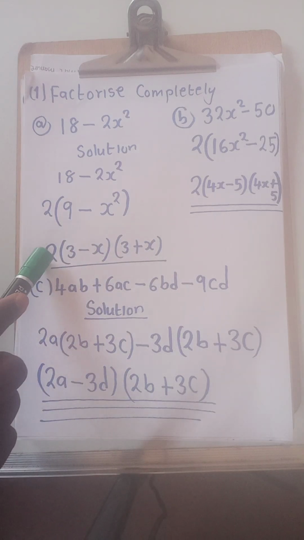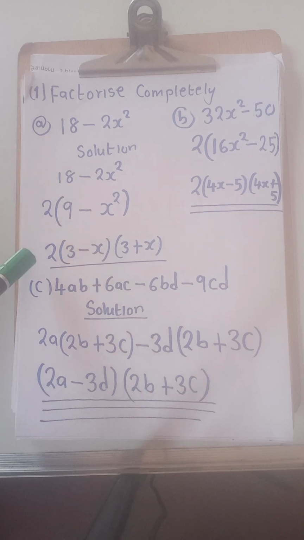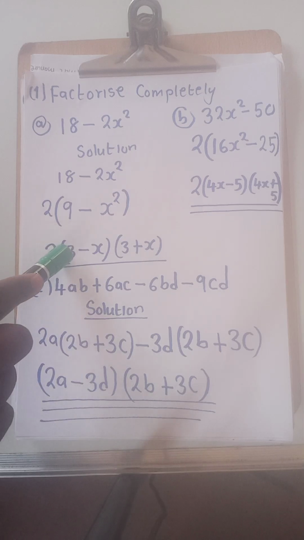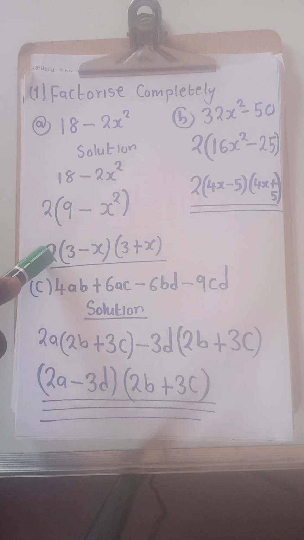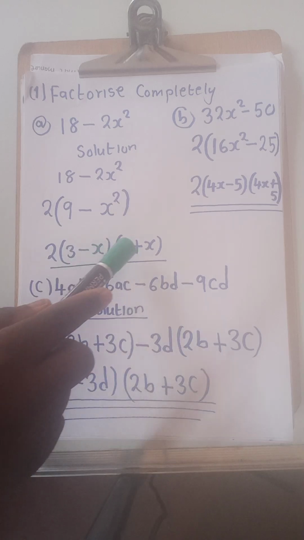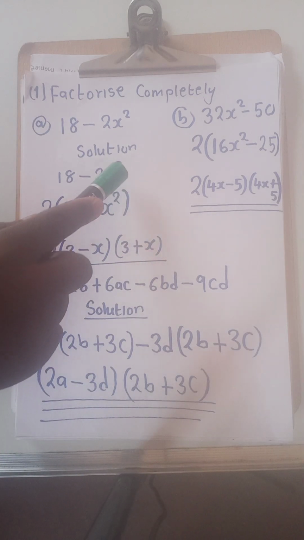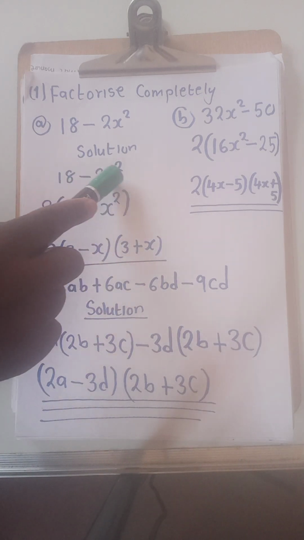So that when you multiply all this, you have to get 18. If you say 2 times 3, it's 6. 6 times 3, it's 18. 2 times x, it's 2x. 2x times x, it's 2x squared. Then it means it's correct.